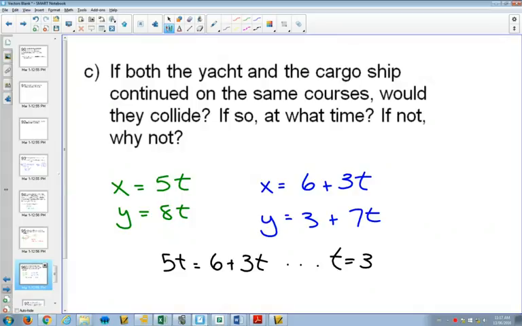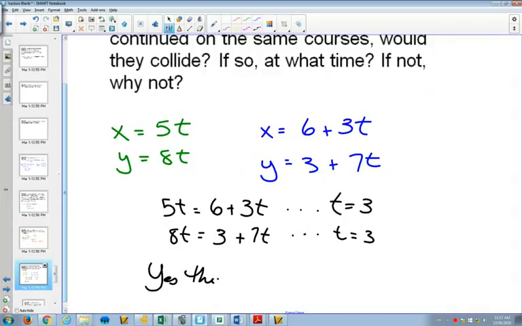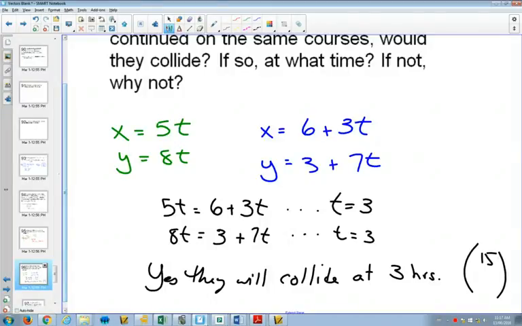But it's not enough just to solve for t with one of your coordinates, because they might be at the same x coordinate at 3 hours, but they may be at different y coordinates at that time. So we also have to see, does it happen that when you solve for t with the y coordinates, you also get t equals 3? And in this case, you do. Since there's a specific time where the x and the y coordinates are the same, we can say yes, they will collide at 3 hours. If we want to, we can even find the point by plugging in 3, at the point 15, 24. That's where they're going to crash together. So we've got a theme going here. First we hit a pole, now 2 boats have crashed. It's not looking good for the final day.